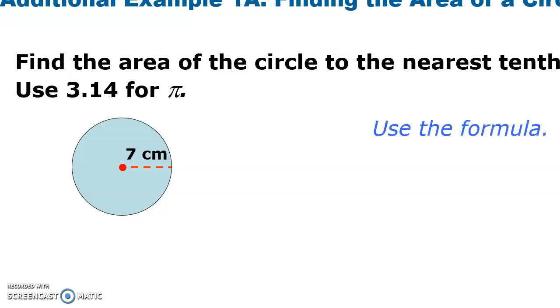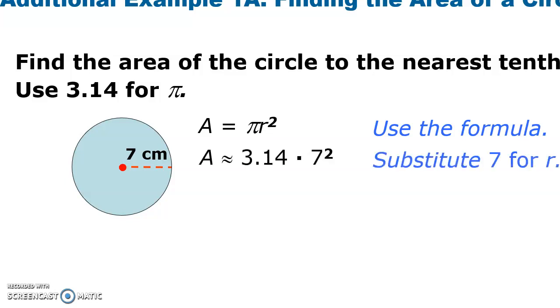So we're going to start off as we always do and write the formula. So area of a circle is pi r squared. So pi times radius squared. We have to remember our order of operations, okay? Keep that in mind. So just like with circumference, we use the about symbol because we don't have the exact amount.